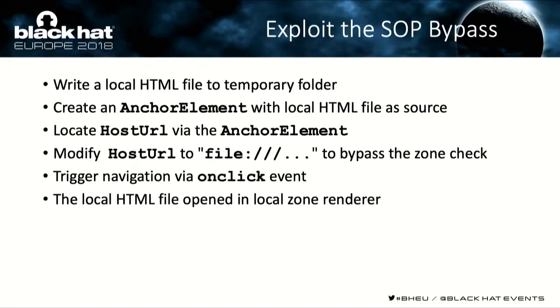To exploit the SOP bypass, first, write a local HTML file into a temporary folder that can be accessed by the local zone renderer. Then create an anchor element with that file as a source. We can locate the host URL where the anchor element is and modify it to begin with the file multiple protocol. Then we trigger a navigation via an onclick event. This bypasses the zone check and navigates to local zone.